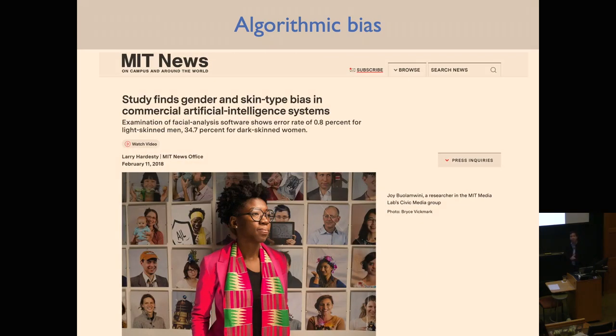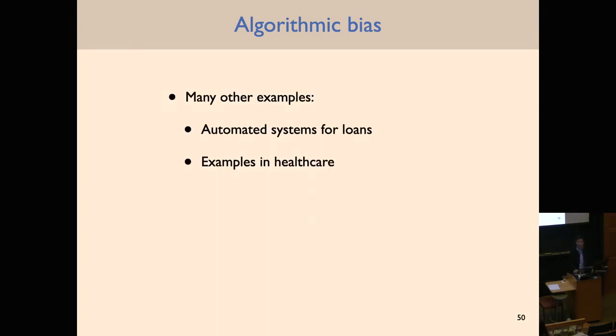And this problem is not just restricted to recidivism. There were other studies in the context of facial recognition. So this is Joy Buolamwini, who's a researcher at the MIT Media Lab, and she and her group found that there's kind of racial biases for facial recognition algorithms that are also based on machine learning. And I guess part of this, there's different reasons for this and many other examples as well.